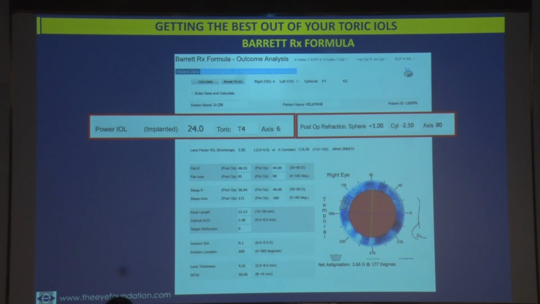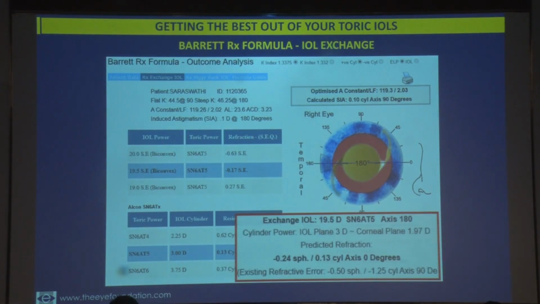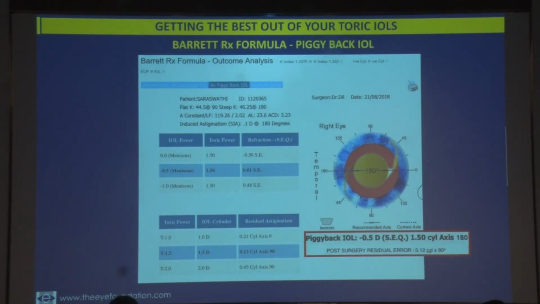For example, this is a case where I implanted a 24 diopter T4 lens, and this is what the patient had as a residual error, +1 with 2.5 diopters of cylinder. Mind you, rotation of the lens will work only if the spherical equivalent of the residual refractive error is almost zero, like in this particular case. If it is just a plain cylinder or a plain sphere, just rotation of the lens is not going to play any role. So in that case, you might have to do a piggyback lens or an exchange of the lens. Here, in case you are exchanging the lens or doing a piggyback, again this formula helps you with the actual calculation that is needed.